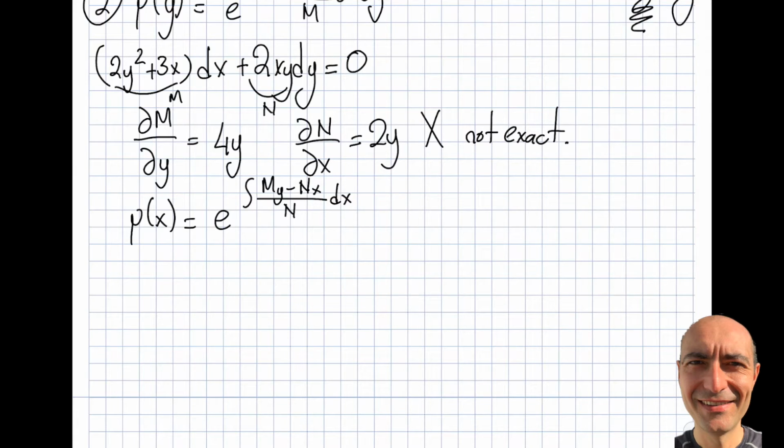By the way, did you realize that these are not additional work for you? You already get them when you're checking, if you're doing the proper analysis, okay? So you simply go ahead and insert this in here. So it's not too bad, okay? E to the power of, that's going to be (4y − 2y) divided by N. N is 2xy, right? dx.